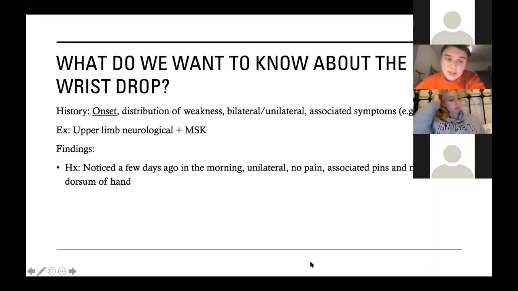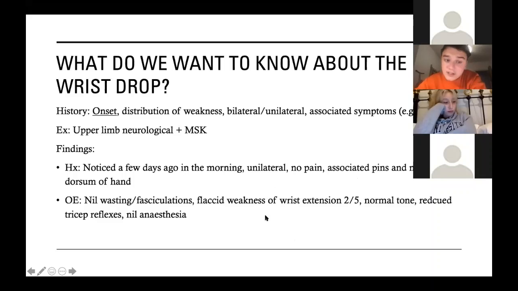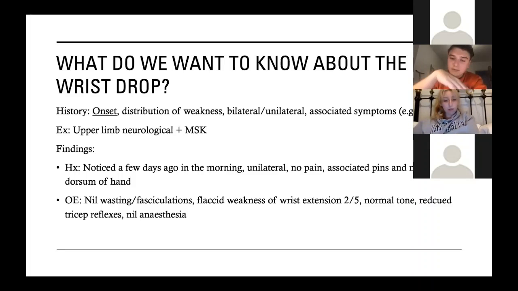The findings on this patient: for the history, he noticed this a few days ago in the morning. It's unilateral, no pain, and there's an associated pins and needles on the dorsum of the hand. On examination, there's no wasting or fasciculations. There's a flaccid weakness of the wrist extension, and he can only work it against gravity, so that's 2 out of 5. He can only lift the wrist above gravity, so if you give him any resistance, it just flops back down. It has a normal tone and a reduced triceps reflex, and he has no loss of sensation.